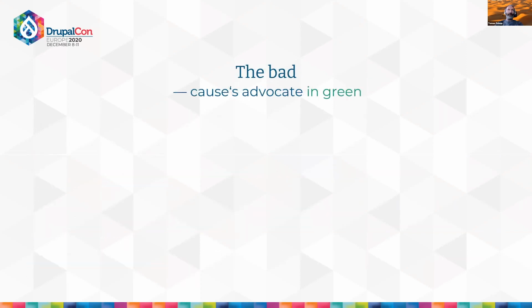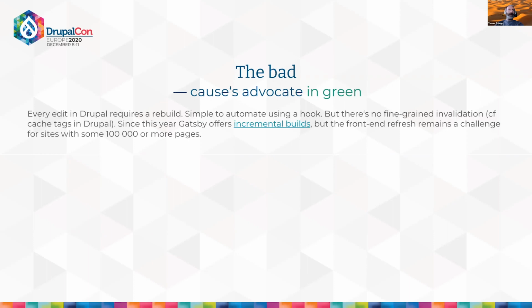What are the disadvantages or drawbacks? Every edit in Drupal requires a rebuild before it appears on the front end. It's simple to automate. It can happen immediately, but it takes time before it's built. The trigger is immediate, but the build is not. There's no fine-grained invalidation like cache tags.